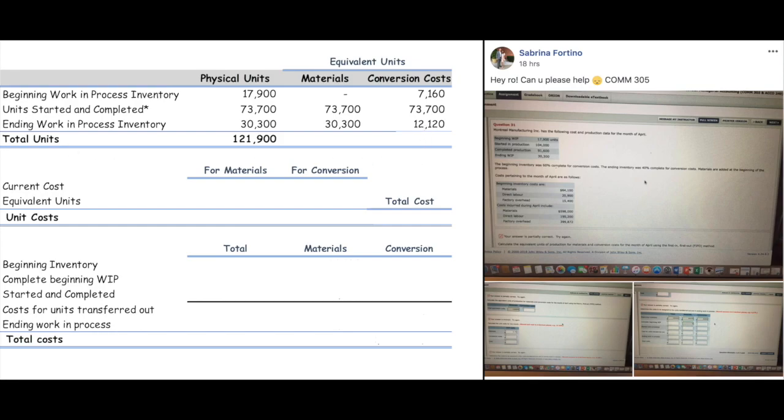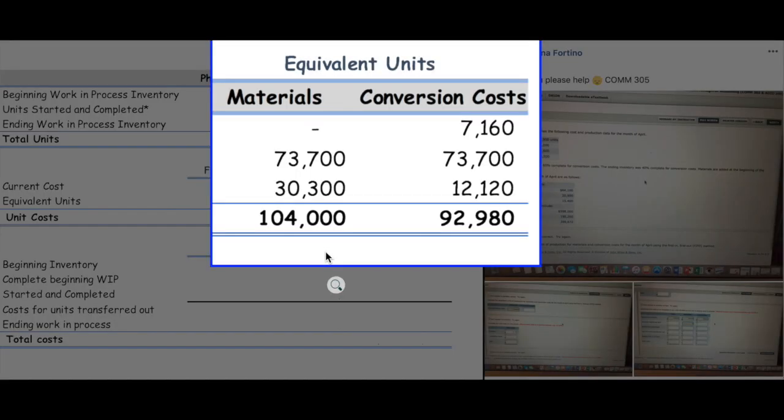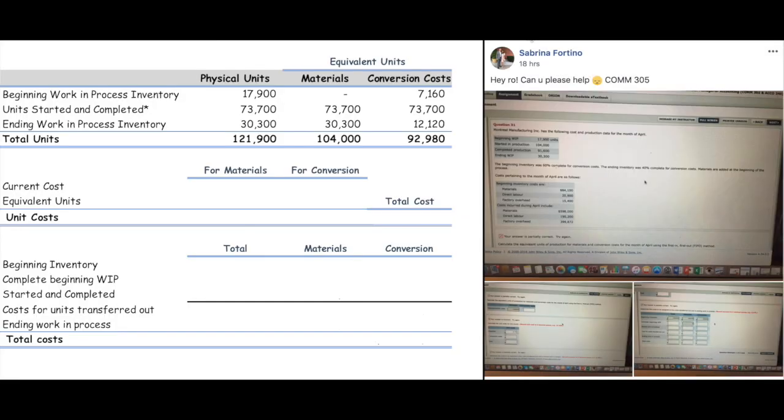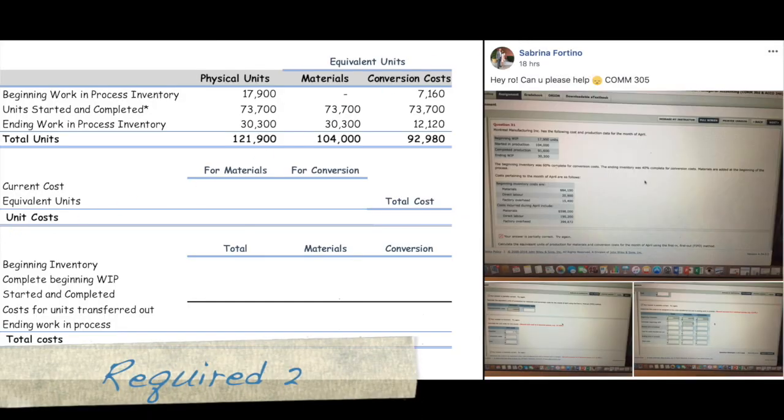And now if we add these up, we can get the total equivalent units for materials, 104,000. We can also get the total equivalent units for conversion costs, 92,980. So this should really answer required 1. The answer that they're looking for are the total equivalent units for materials and for conversion costs. So let's have a look at required 2.